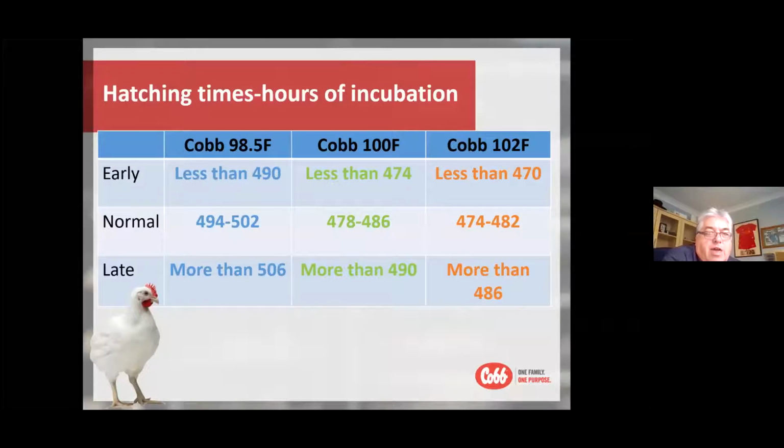We summarized the table of what we did from our trials and identified for low temperature what we called early hatching chicks, ones which had less than 490 hours of incubation. The normal chicks were hatching between 494 and 502 hours, and the late hatching chicks were after 506 hours. And you can see that with the eye temperature, the chicks which were late were earlier than the early chicks from the low temperature. So temperature will affect your hatching times.